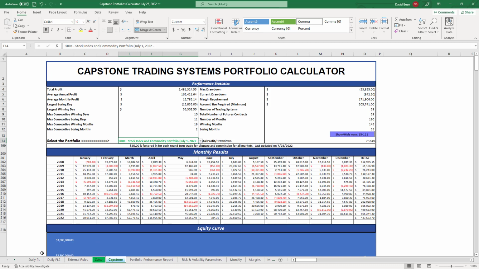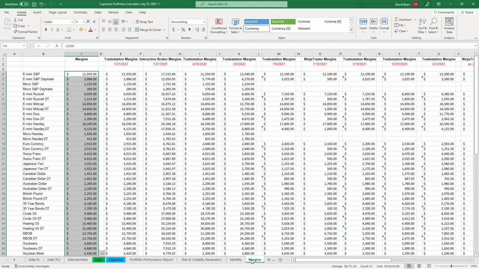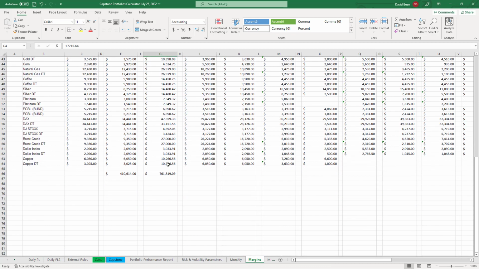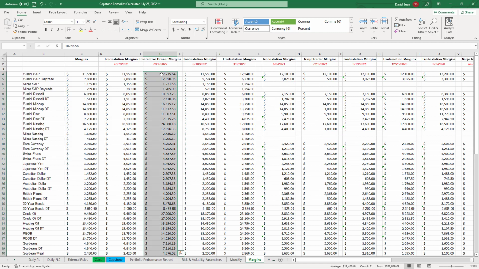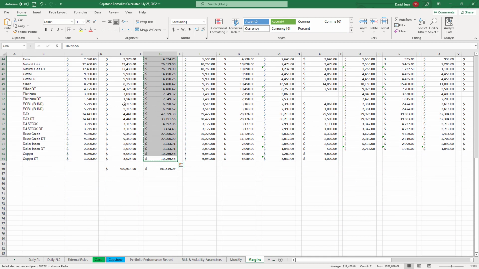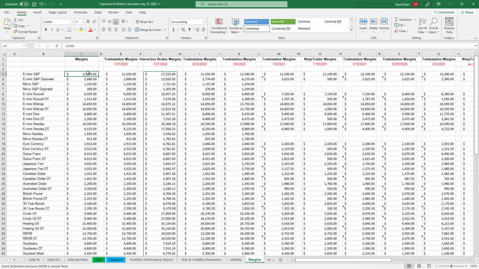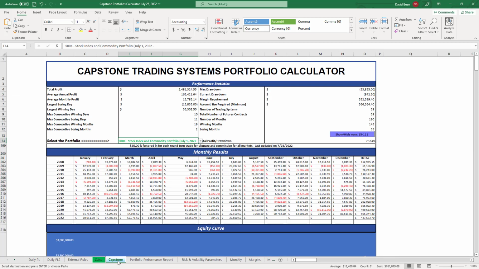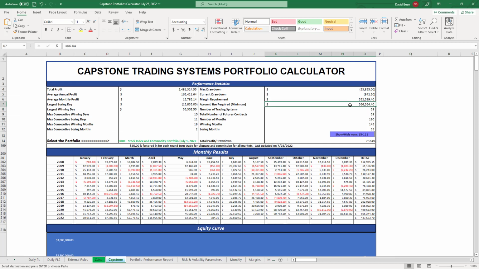So now let's look at Interactive Brokers margins. So let's copy and paste the Interactive Brokers margins right here. And I summed up the total margins, just summed up almost twice as much on the Interactive Brokers side versus the Tradestation side. So I'm going to copy this and paste it right here. And I pasted that. Now let's see what the margin requirements are. So it's 566K to trade this.